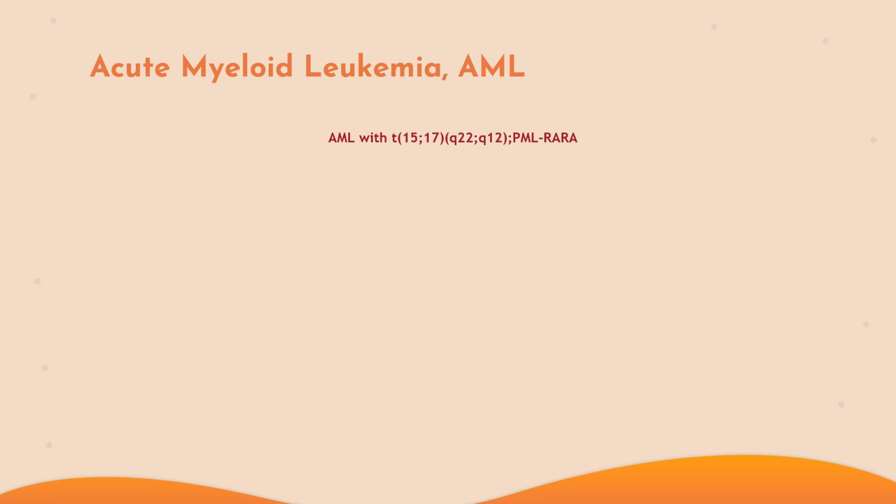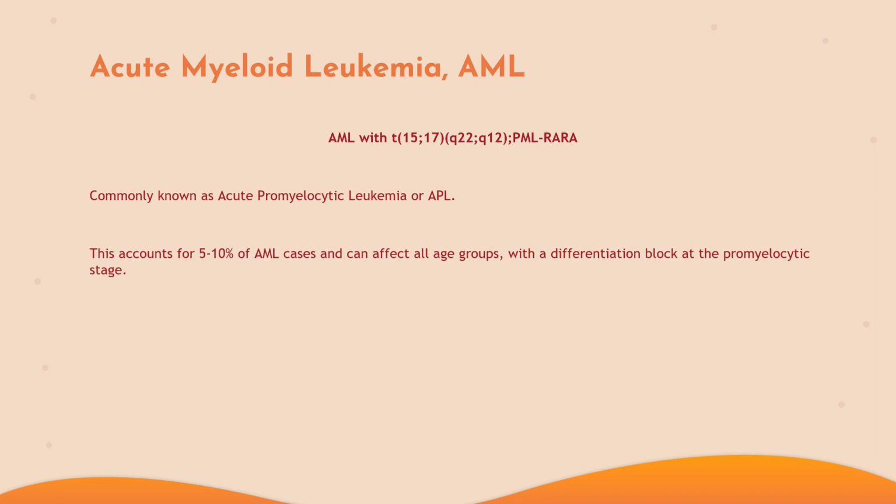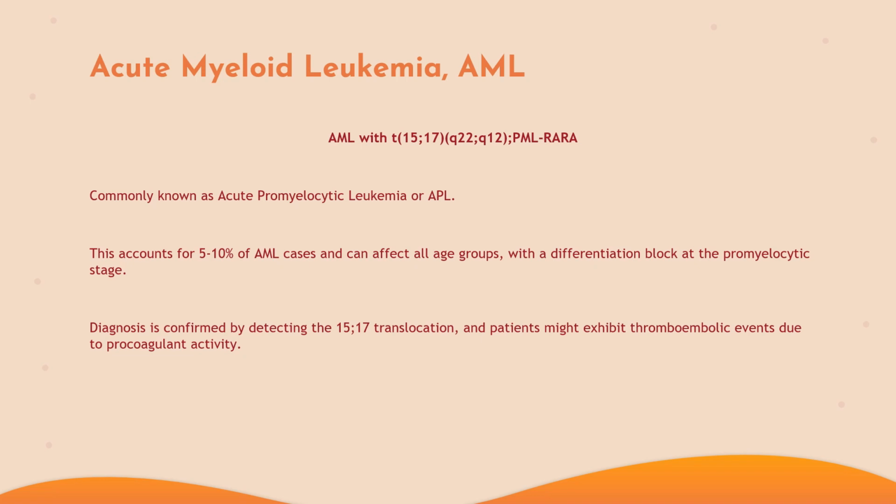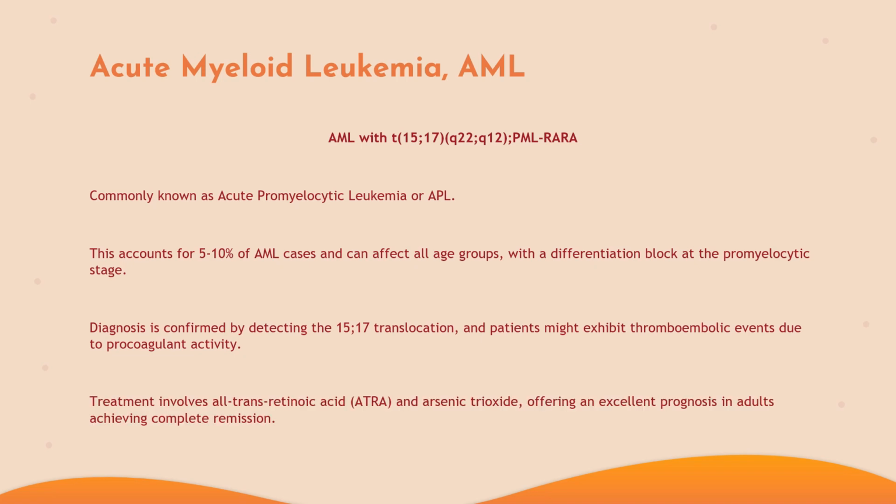Moving on to a unique subtype, AML with t(15;17)(q22;q12), PML-RARA, commonly known as acute promyelocytic leukemia or APL. This accounts for 5 to 10% of AML cases and can affect all age groups, with a differentiation block at the promyelocytic stage. Diagnosis is confirmed by detecting the 15;17 translocation, and patients might exhibit thromboembolic events due to procoagulant activity. Treatment involves all-trans retinoic acid, ATRA, and arsenic trioxide, offering an excellent prognosis in adults achieving complete remission.